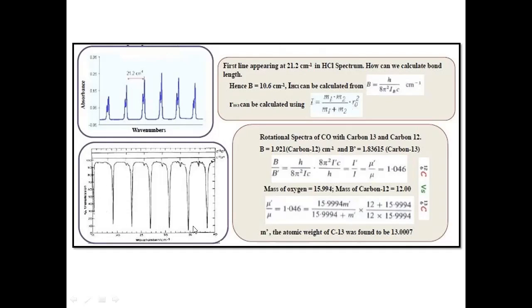Here down we have shown the carbon monoxide spectra, which contains the 13 carbon isotope and the 12 carbon. By comparing both the transitions of 13 carbon and 12 carbon and using the formula that we derived earlier, we can easily calculate the atomic weight of carbon 13.